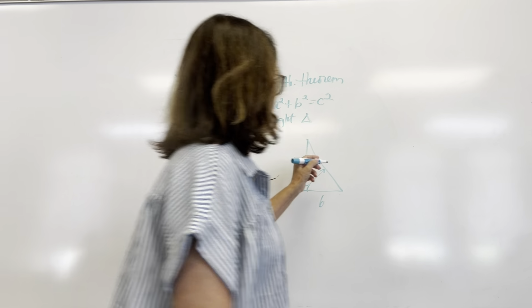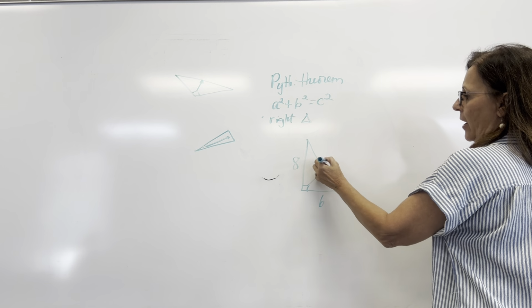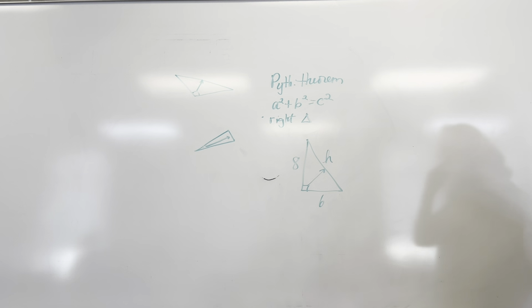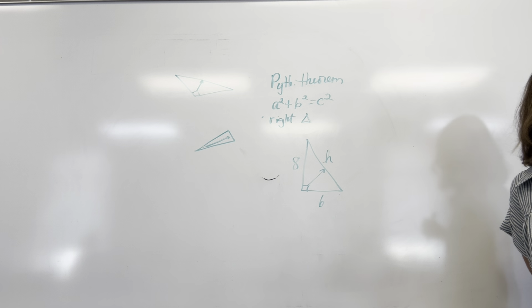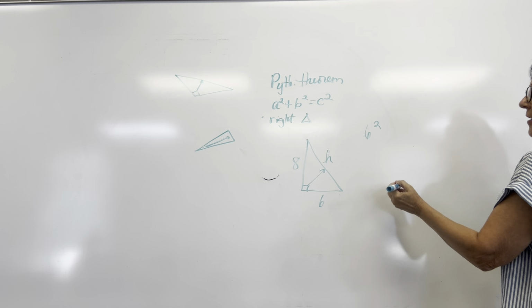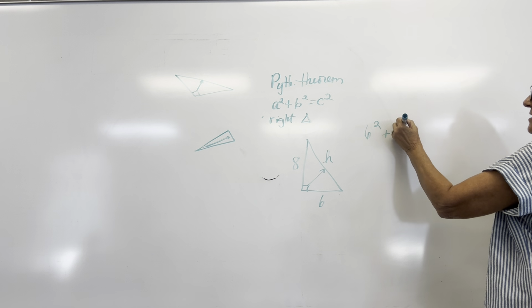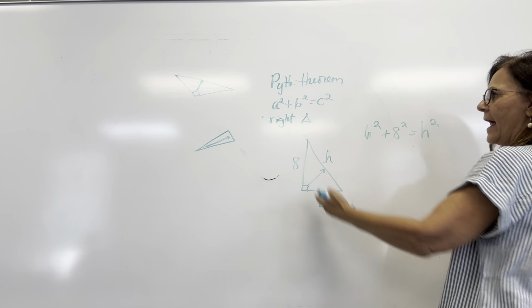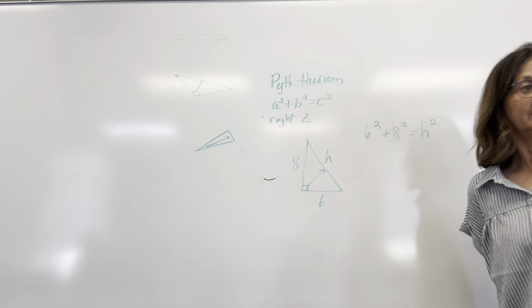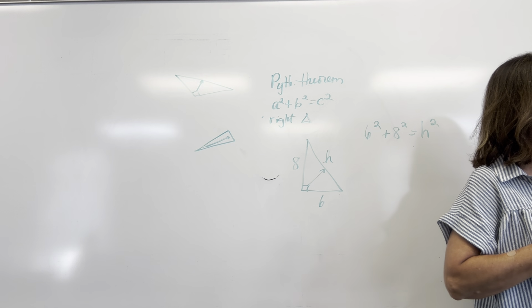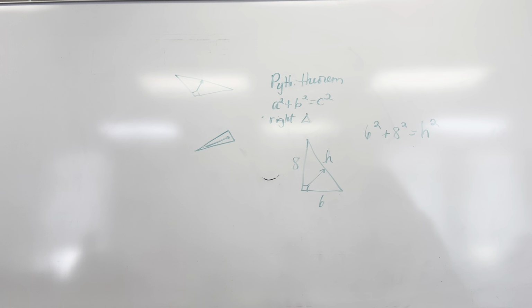But I could solve for the hypotenuse by using Pythagorean's theorem, by saying 6 squared plus 8 squared equals the hypotenuse squared. Does it matter which leg I make A or B? No, it doesn't. It doesn't matter which leg I make A or B. All right?